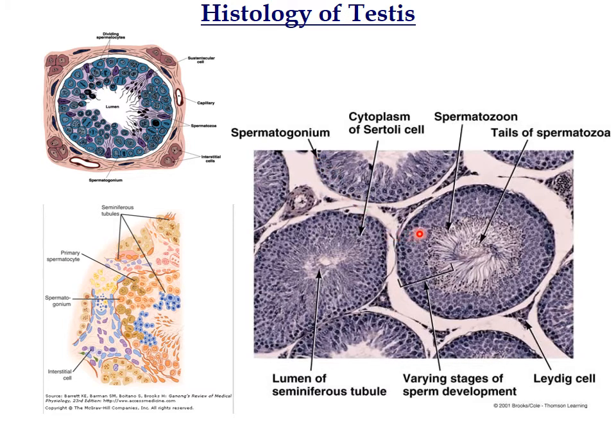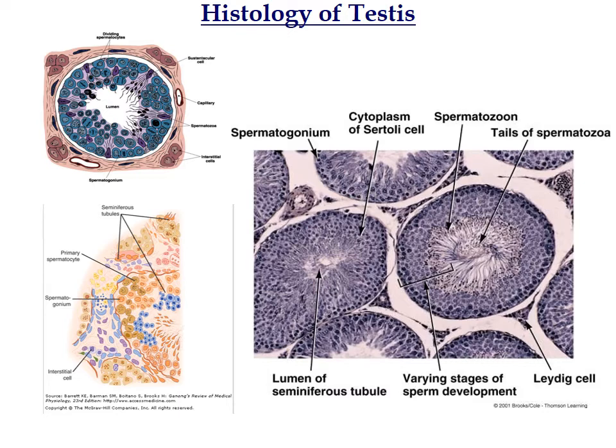Then you will see all these developing cells, different stages, and finally you are seeing the spermatozoa, which are the mature sperms, and these are the tails of the spermatozoa, what you are seeing as elongated structures, right? So here it is mentioned varying stages of the sperm development. All these are different stages, and finally this one you are seeing here in the centermost area is called the spermatozoa, which are the mature cell.